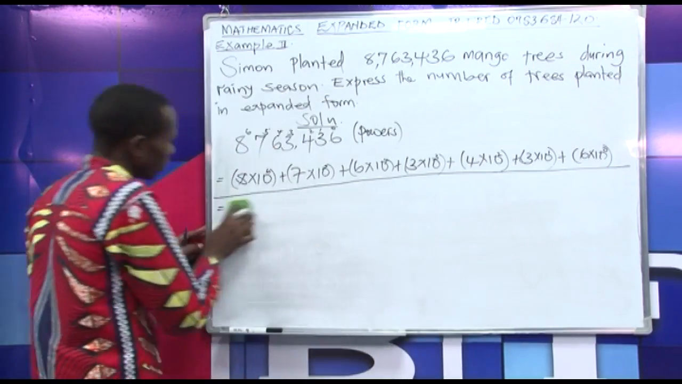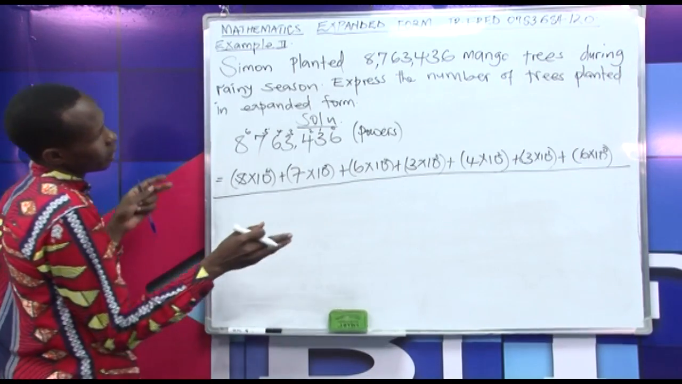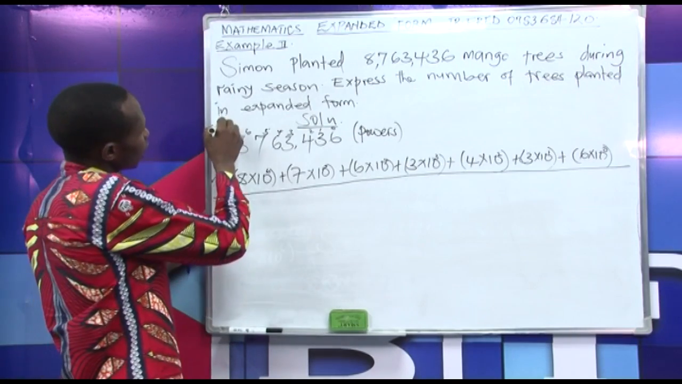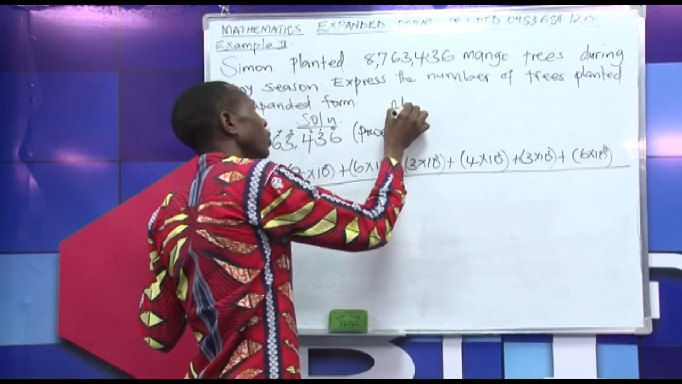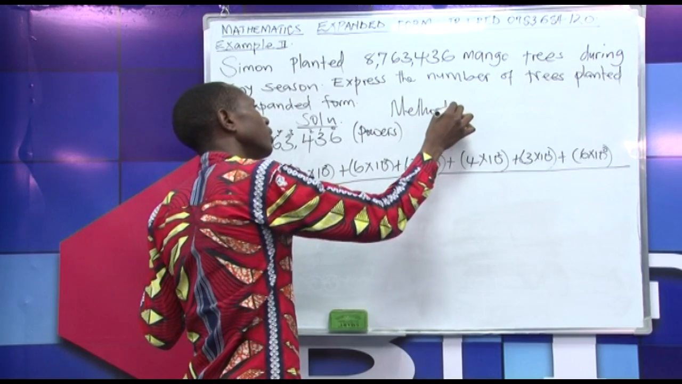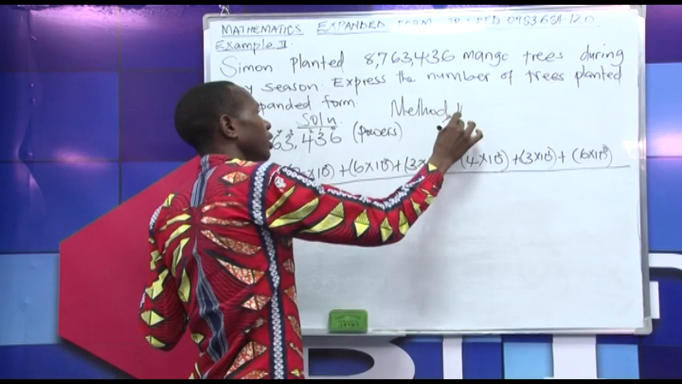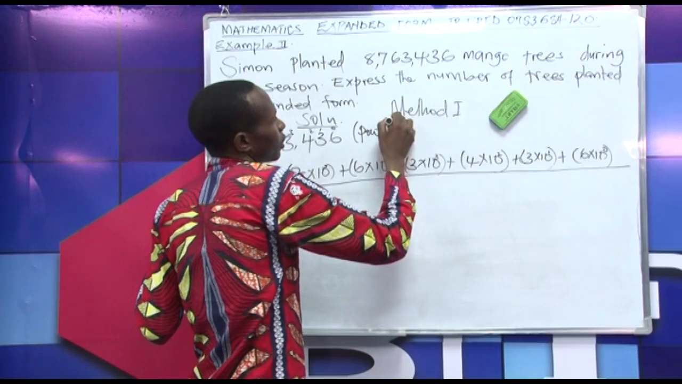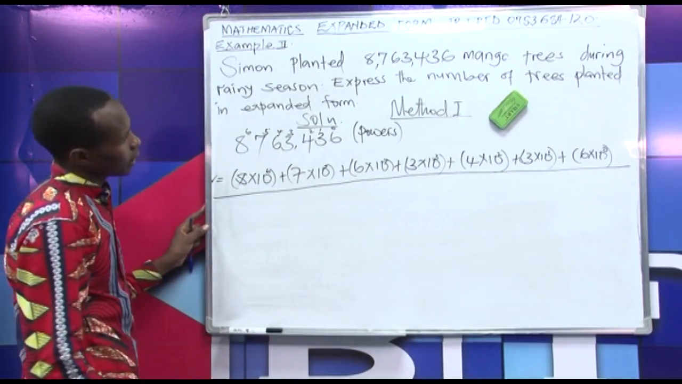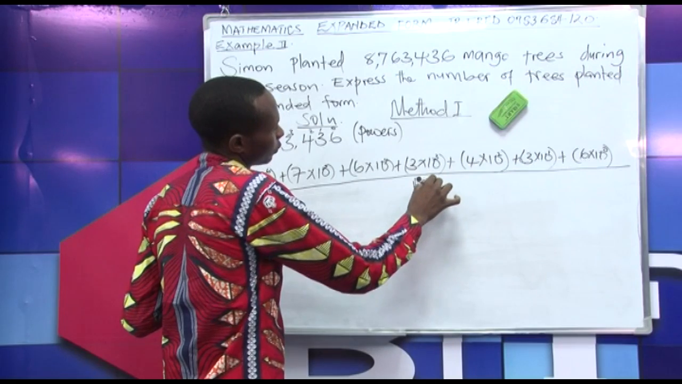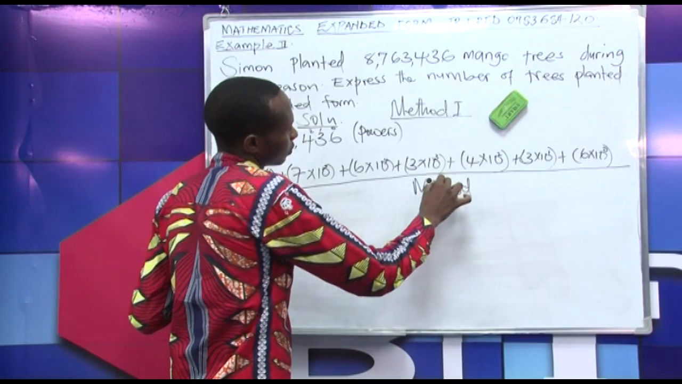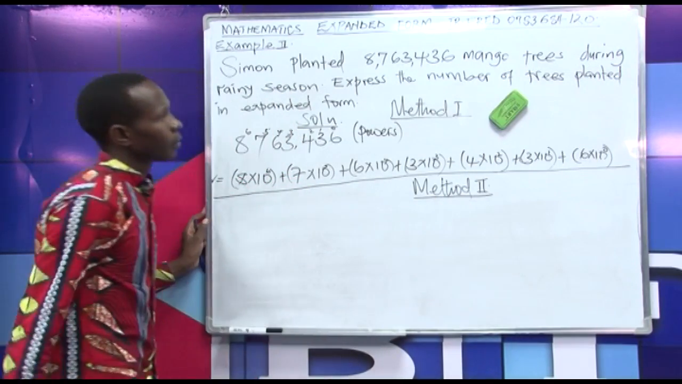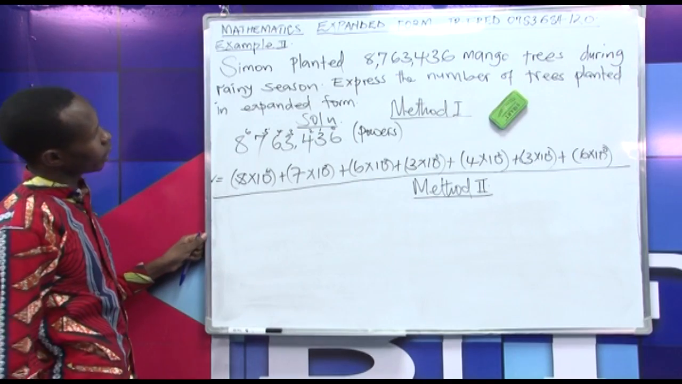So let's continue. When we look at the question, they didn't specify the method. So one person can use this method. Another person can also decide to use another method. So let's call this method 1. This one here, let's call it method 1. This is method 1. So I want us to look at method 2, if that is method 1. Now we are going to method 2.